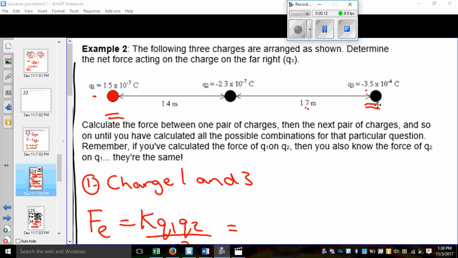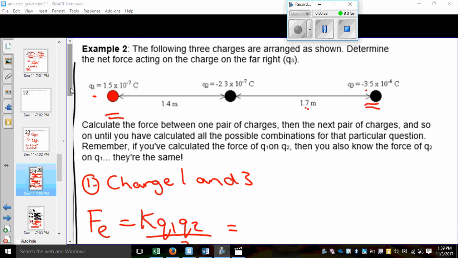So what we're going to have to do is calculate the force between one pair and then the next pair, until you've calculated all the possible combinations for the question. If you've calculated the force Q1 on Q2, you also know Q2 on Q1. So that's just some of Newton's laws there. Okay, charge on 1 and 3.